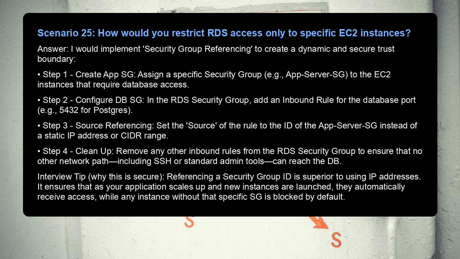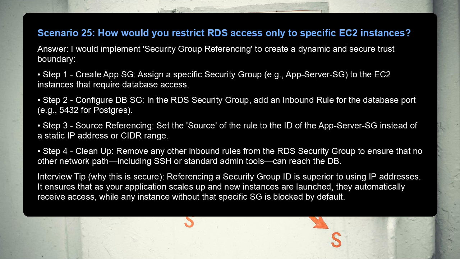Scenario 25. How would you restrict RDS access only to specific EC2 instances? Answer. I would implement security group referencing to create a dynamic and secure trust boundary. Step 1. Create AppSG. Assign a specific security group, for example, App Server SG, to the EC2 instances that require database access. Step 2. Configure DBSG in the RDS security group.